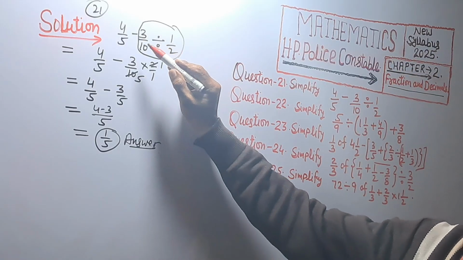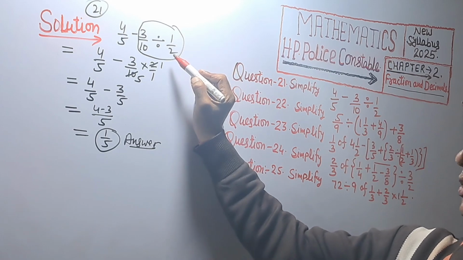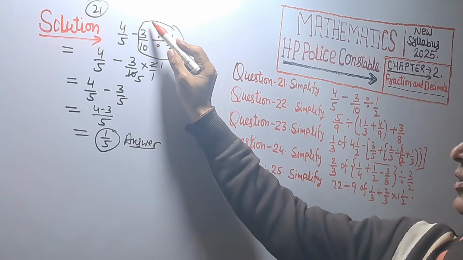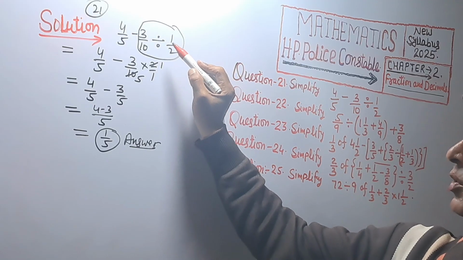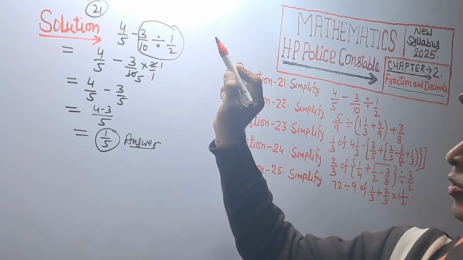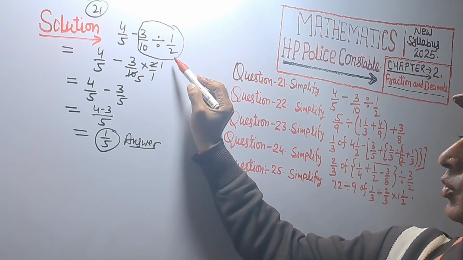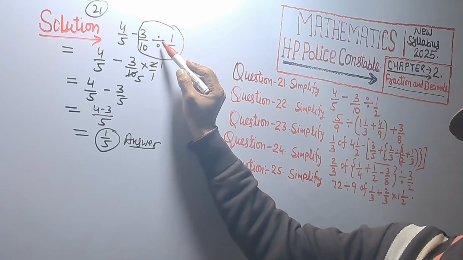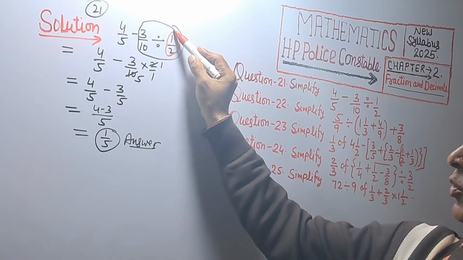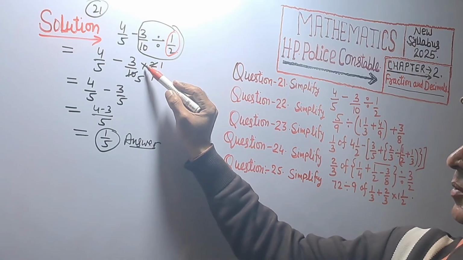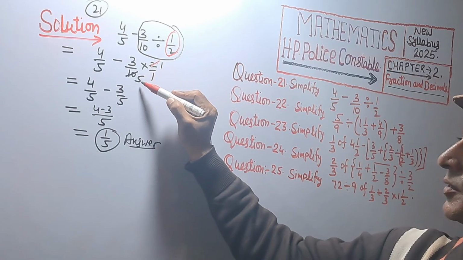The given question is 4/5 minus 3/10 divided by 1/2. First of all, we are solving 3/10 divided by 1/2. Divide sign. According to BODMAS, 3/10 divided by 1/2. Change divide into multiply, then the reciprocal of 1/2 equals 2/1. This will be multiply. And 2 1s are 2 and 2 5s are 10.